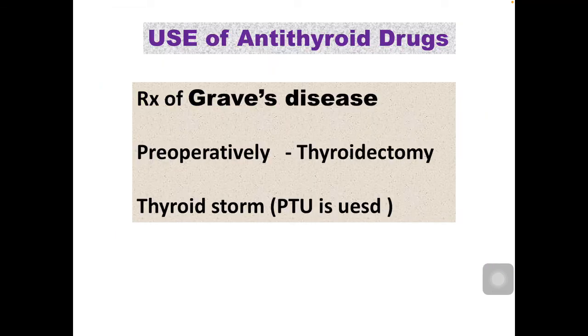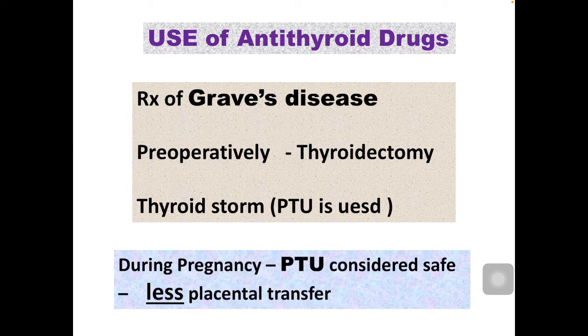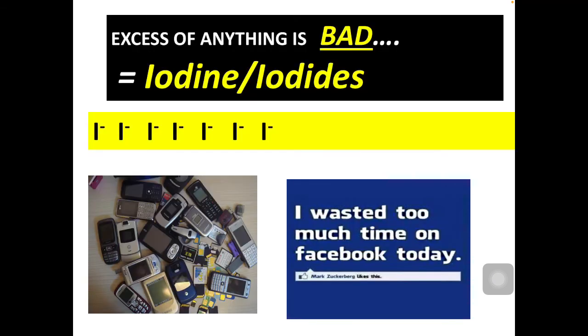Where do we use them? In the treatment of Graves' disease, preoperatively for thyroidectomy, and in the treatment of thyroid storm, where only propylthiouracil is preferred. We'll see this thyroid storm treatment in the later part of the lecture. During pregnancy, propylthiouracil is preferred because it is less transferred across the placenta.